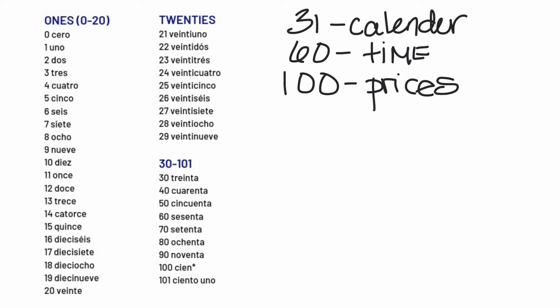Now, from 21 to 29, it's not that different. There is a slight change if you take a look here. The E in 20 is going to become an I, but with the exception of that, it's pretty regular. It still follows the pattern of saying 21, 22, 23, etc., just like in English. So let's practice those.